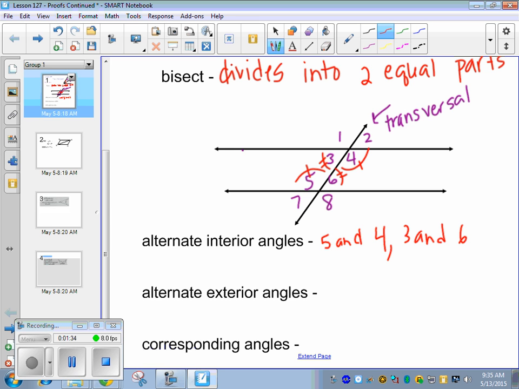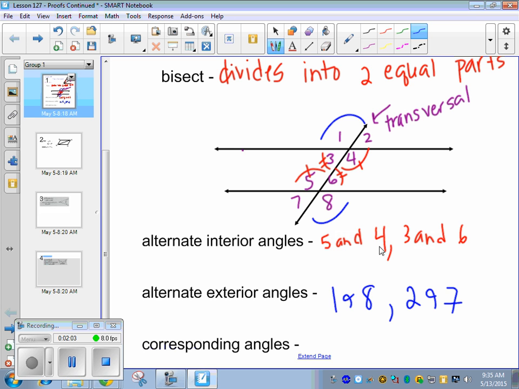Okay. Then we have alternate exterior angles, which are on the outside of the parallel lines. Somebody besides Pete? So, Alex, what else? What's exterior angles? Good. Okay, 1 and 8. Sarah? 2 and 7.